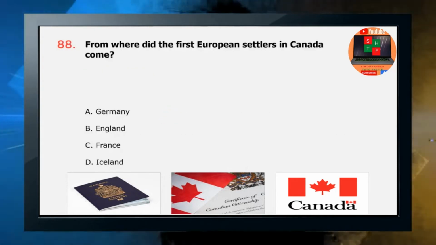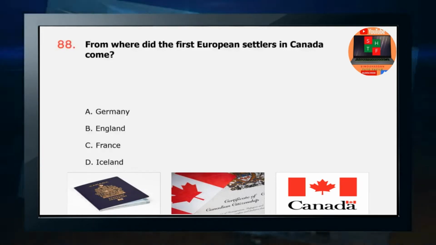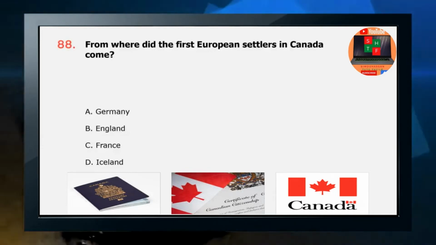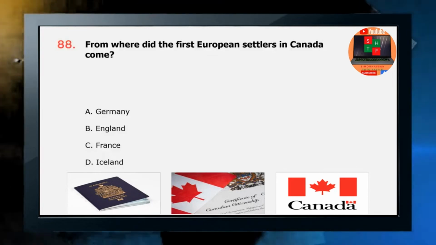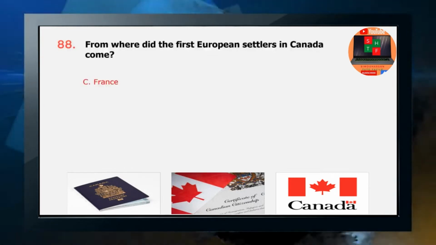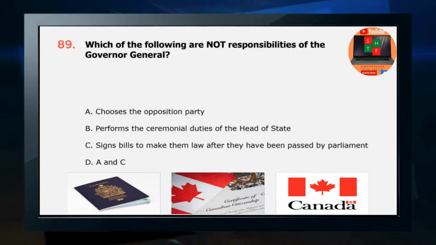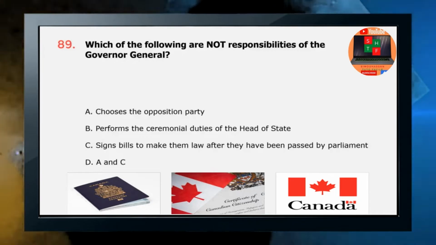Question 88. From where did the first European settlers in Canada come? A. Germany. B. England. C. France. D. Iceland. The answer is C. France. Question 89. Which of the following are not responsibilities of the Governor-General?